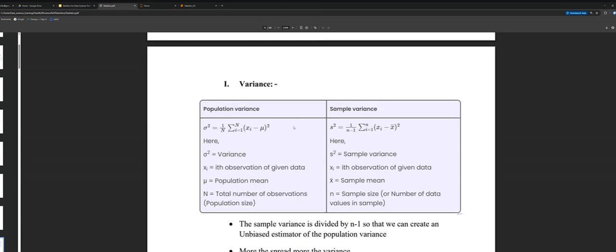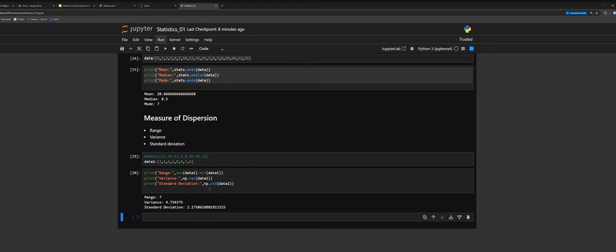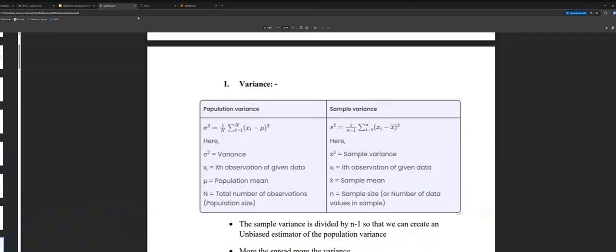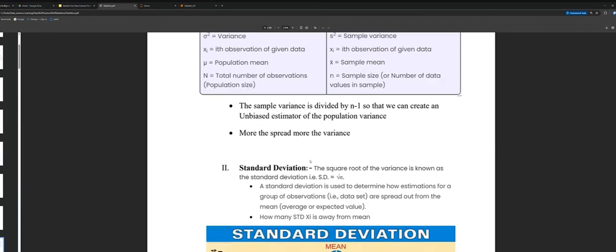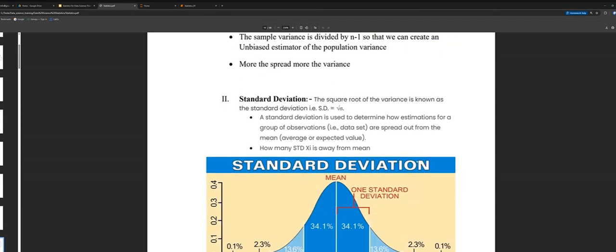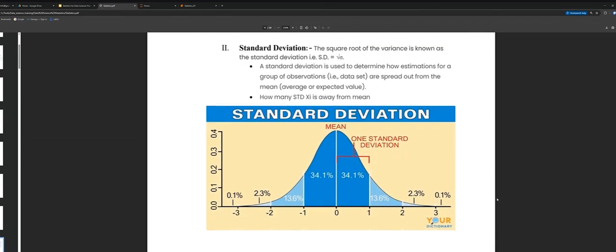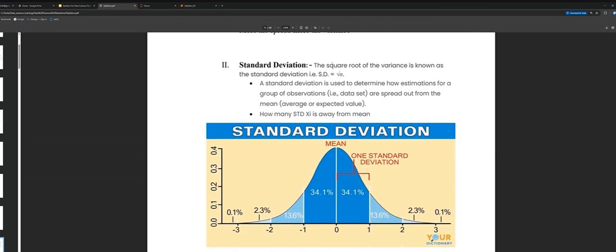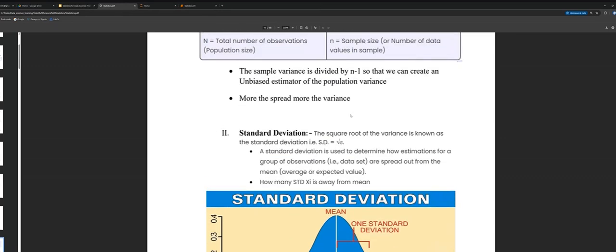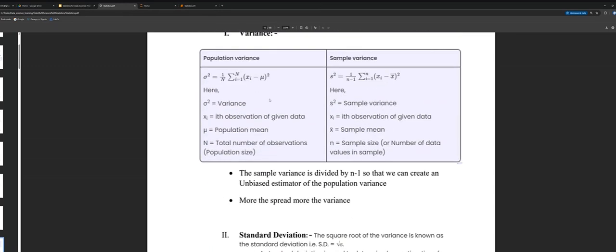You don't have to memorize all this, you just need to know it. It is not required, because we have the function which is already readily available, and you make use of it. But you should know what it means. And what is the standard deviation? Standard deviation is the square root of variance, whatever variance we get.